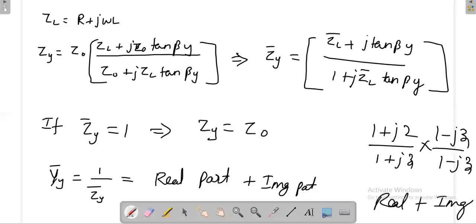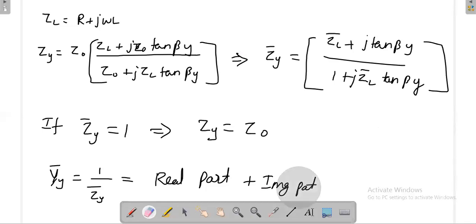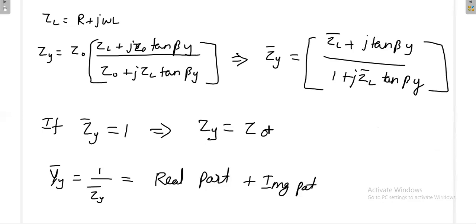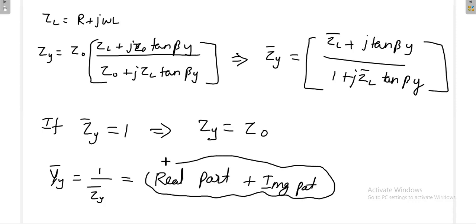Okay, with this, some real part and an imaginary part. But finally, what do I have to do? My aim is that my y bar consists of a real part as well as an imaginary part, but finally I have to make this entire value a 1. I have to make it a 1.